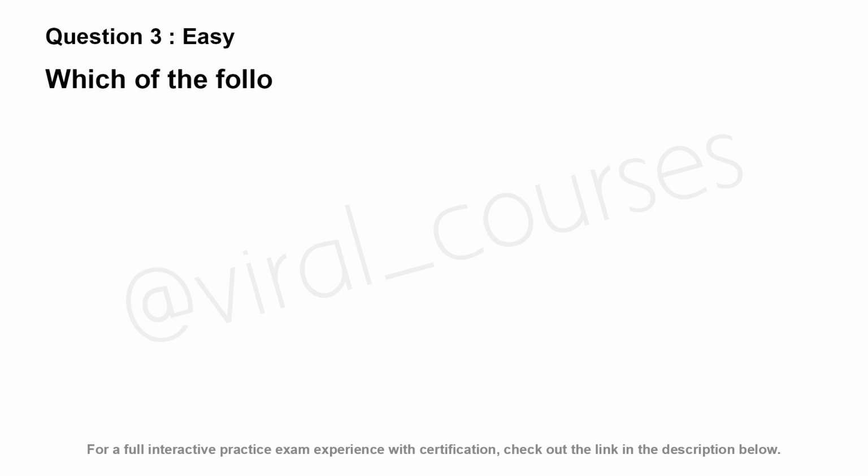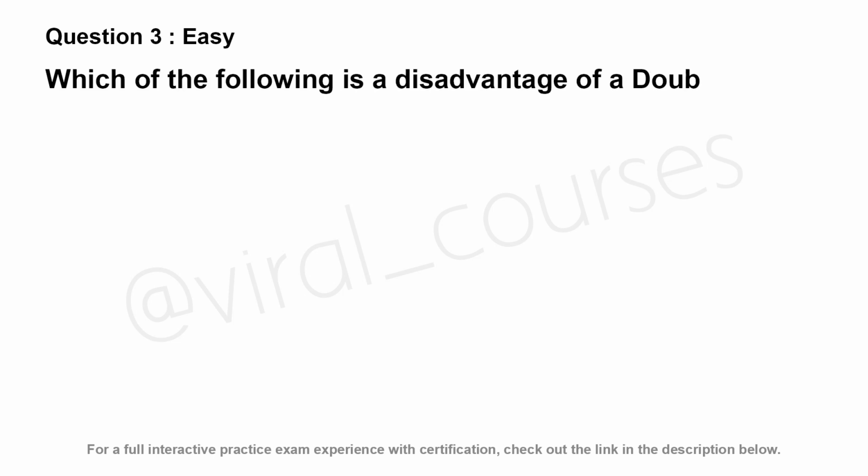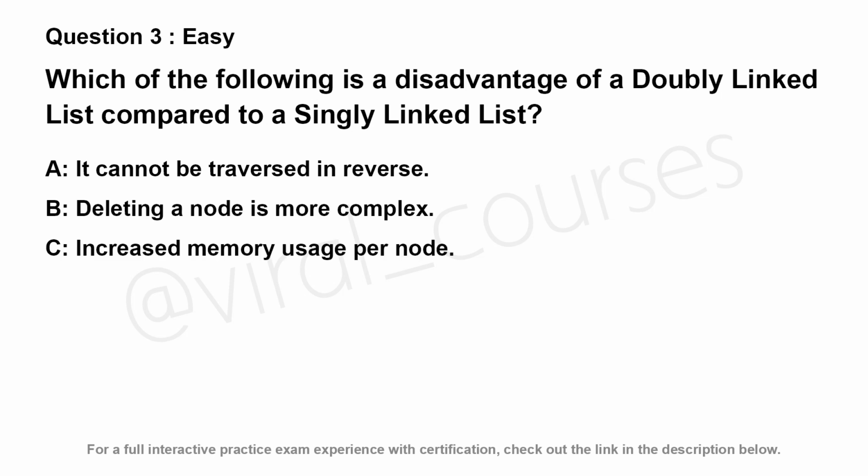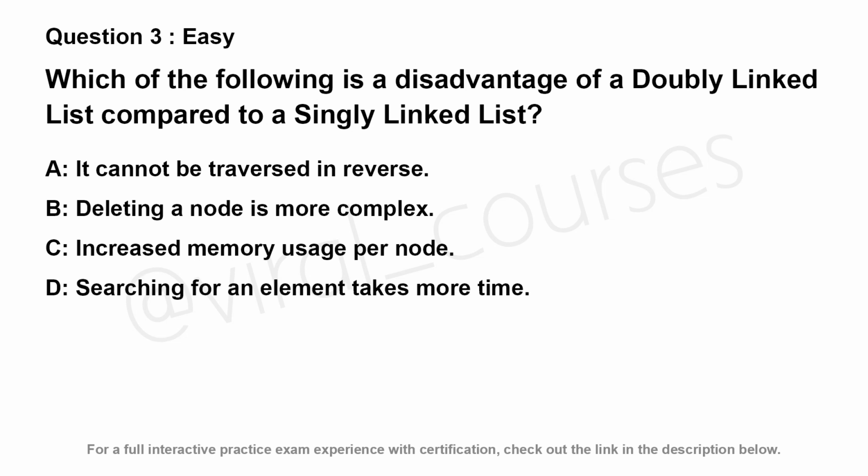Which of the following is a disadvantage of a doubly linked list compared to a singly linked list? Option A. It cannot be traversed in reverse. Option B. Deleting a node is more complex. Option C. Increased memory usage per node. Option D. Searching for an element takes more time.